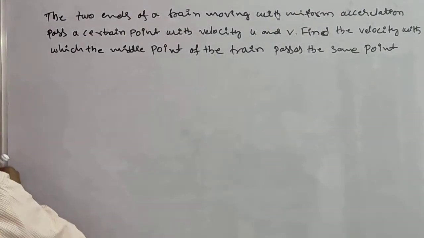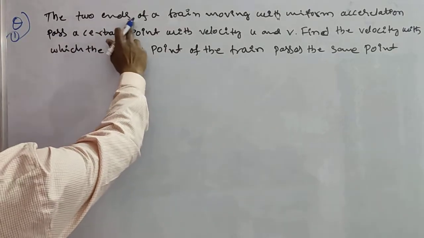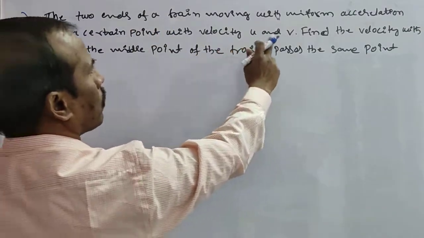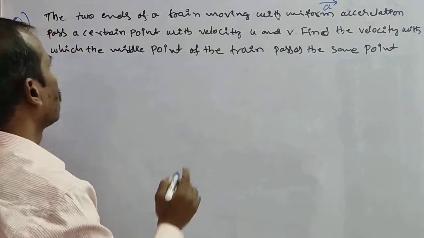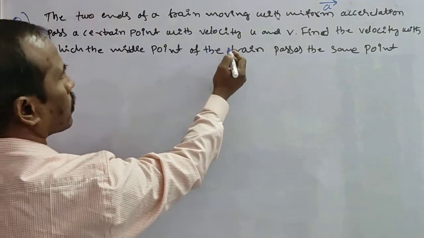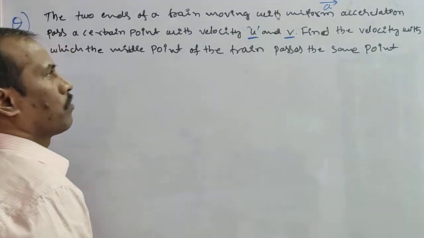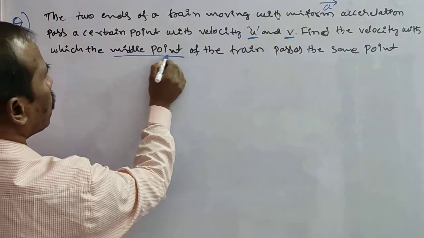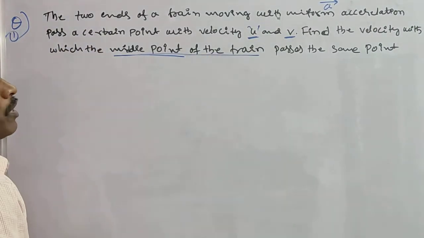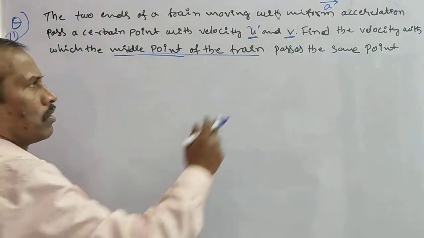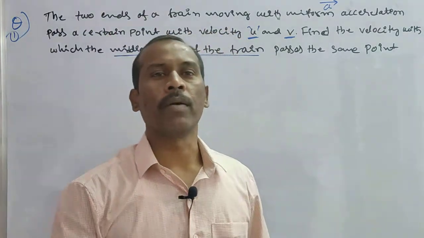Now your question, this is question number 1. The two ends of a train moving with uniform acceleration, here A, for example, pass a certain point with velocity u and v. Find the velocity with which the midpoint of the train passes the same point. So find out the velocity at the midpoint of the train.